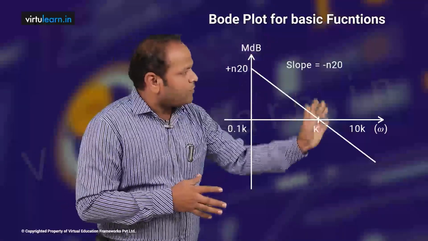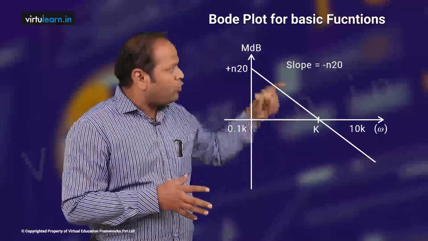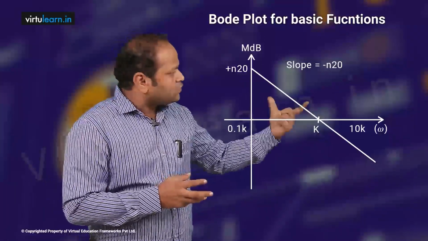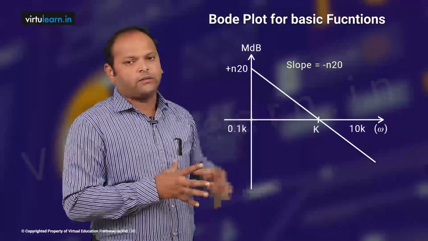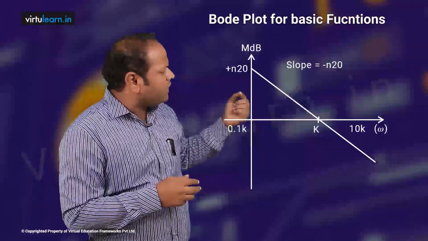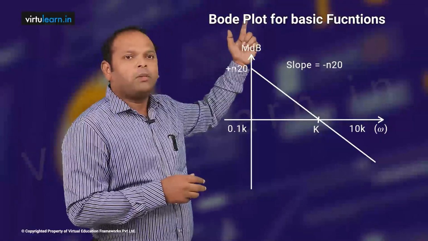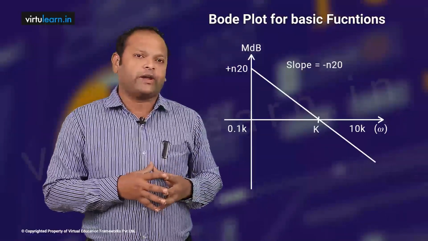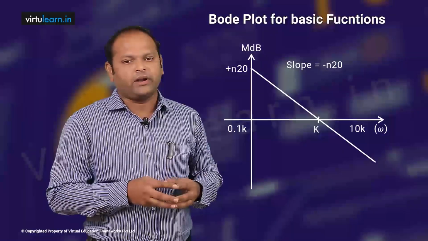Therefore, what is the slope of this? The slope is how many decibels the magnitude changes in one decade. So in one decade it is going to change by n 20, that is minus n 20 decibels. So you can easily look at it: I have k here at 0 dB, and at 0.1 k it is plus n 20 dB. What will be the difference? The difference is n 20. The slope of this is minus n 20 dB per decade.